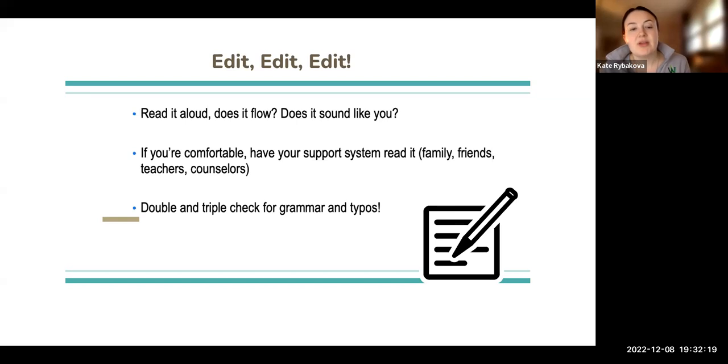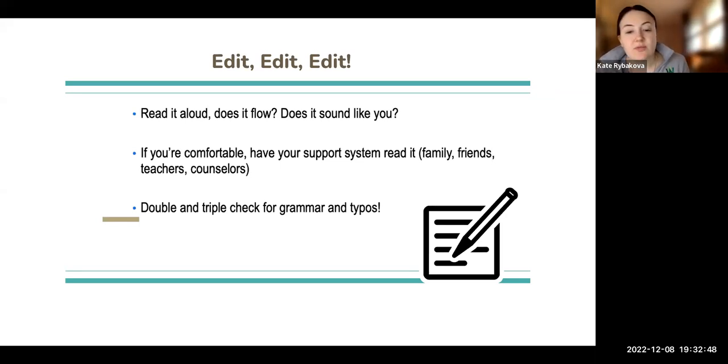Definitely ask family, friends, your teachers, counselors, whoever can help you, just to get their opinion on it, not necessarily even for the editing purposes, but read it out loud, make sure it flows well. How does it sound to you? Does it sound authentic to you? Does it sound like you wrote it, or does it sound like a bunch of words that you don't really understand? So make sure that you really take some time reading it and proofreading it.